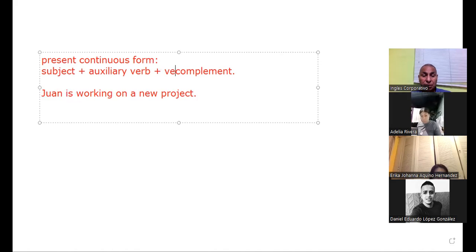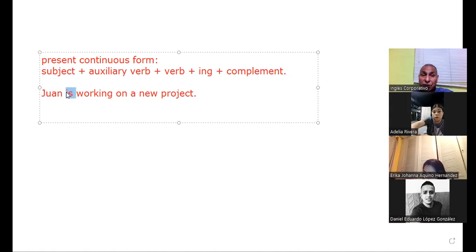Entonces tenemos el verb, luego tenemos plus ing. And the last component is the complement. Ahí sí. Entonces tenemos the subject, auxiliary verb, the verb, que es work, y el ing, se hace working on a new project, y este sería el complement, ¿sí? Ahí sí estamos completos con la oración. Esta es la estructura. This is the present continuous structure. Remember, subject plus auxiliary verb plus verb plus ing and the complement, of course.